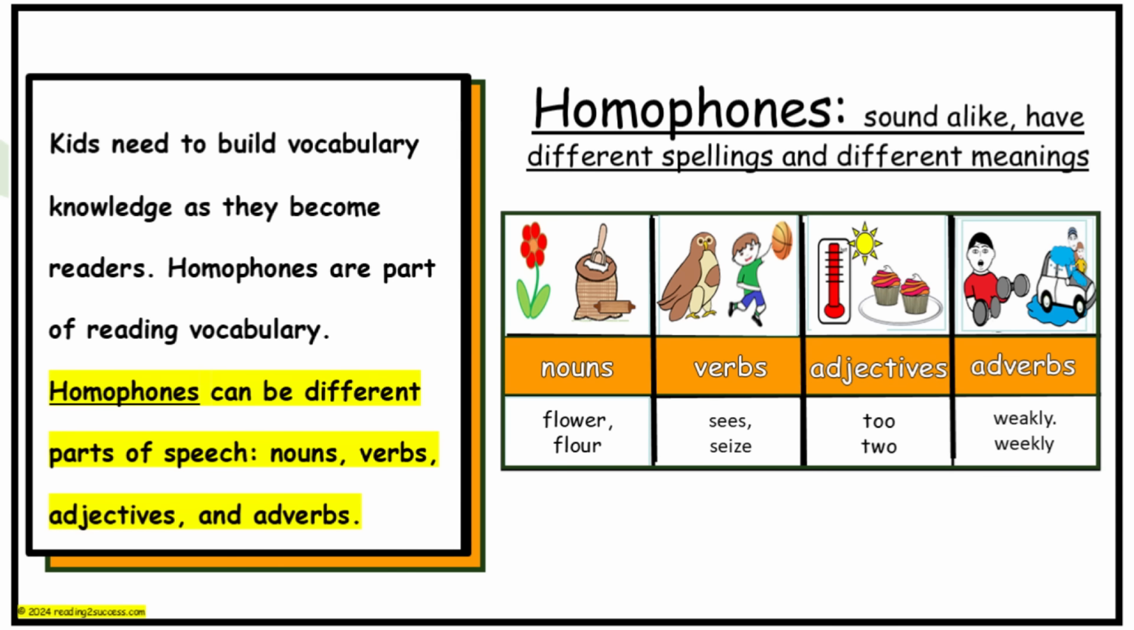Homophones are part of reading vocabulary knowledge. Homophones are words that sound alike, have different spellings, and different meanings. They can be nouns as flower, verbs, seas, seeds, adjectives, to, and adverbs, weekly, weekly.